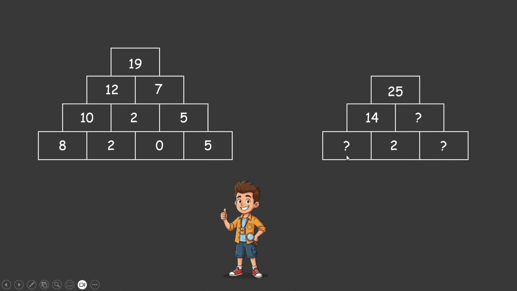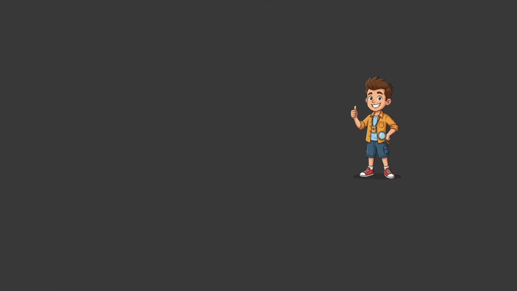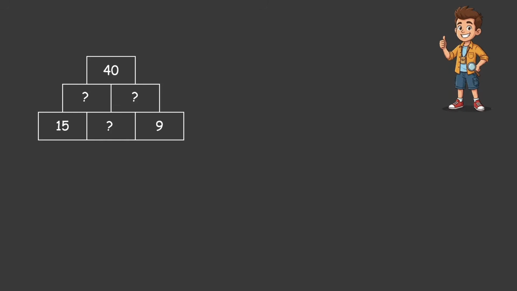So here we have 3 missing blocks. Let us start filling them. We can start from this one since we already have 2 numbers available. 14 plus what is equal to 25? What should we add to 14 to get 25? We can subtract 14 from 25 and we get 11. So we'll fill 11 over here. Now 2, what should we add to 2 to get 11? 2 plus 9 is 11. Now what should be added to 2 to get 14? That's 12.